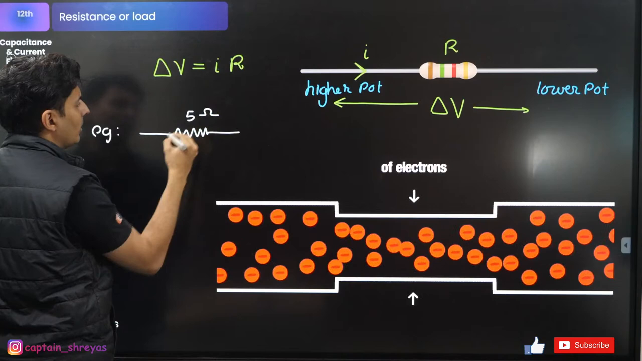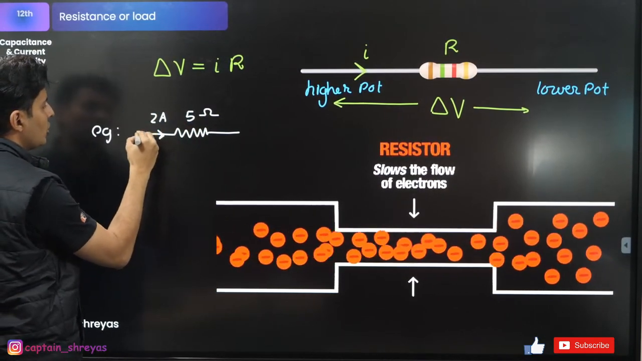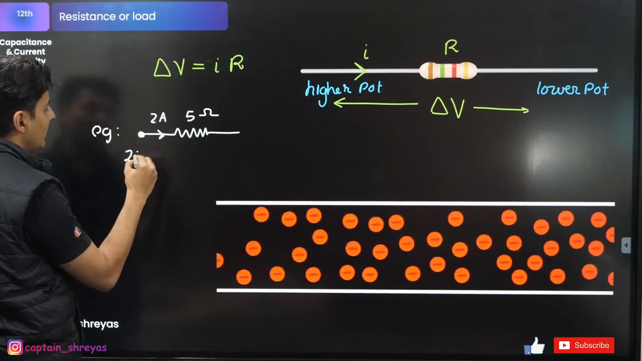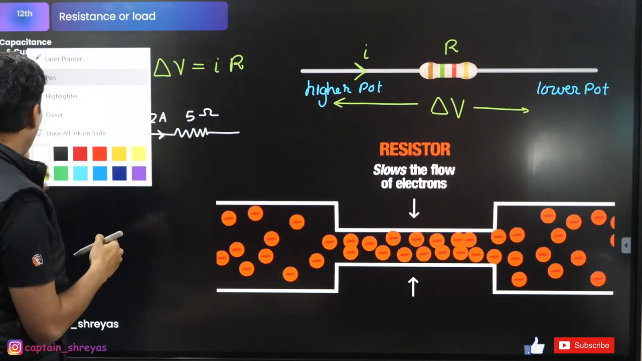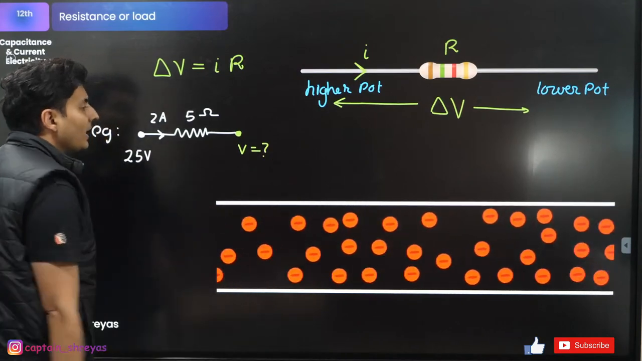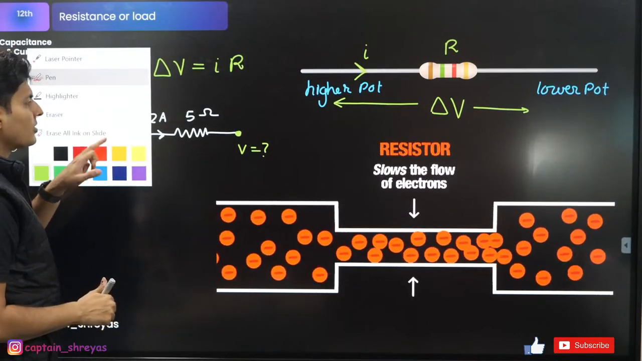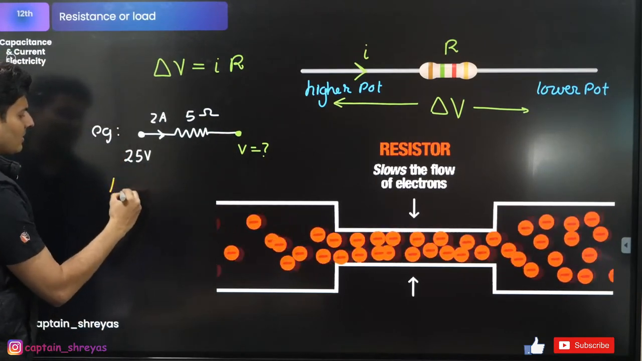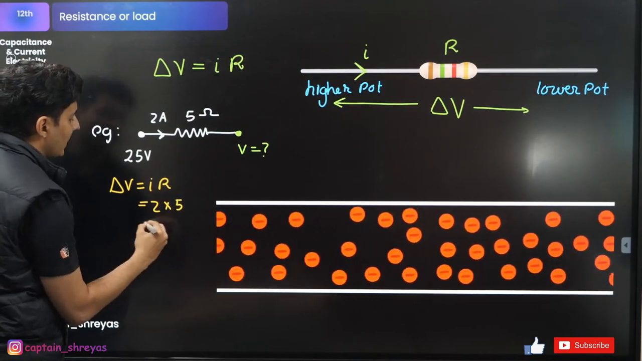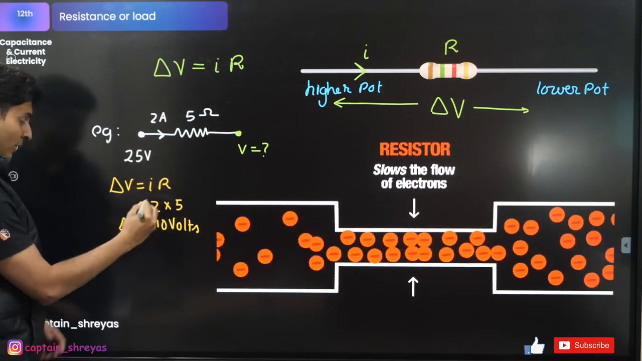maybe of 5 ohms, and let's say the current flowing is 2 amperes. Assume that this point has a voltage of, maybe, 25 volts, for example. Now I ask you, what is the voltage at this particular point? What will you do? Observe carefully. Voltage difference, I know, is IR. Current is 2 amperes, resistance is 5. So it is basically 10 volts, correct? The voltage difference is 10.